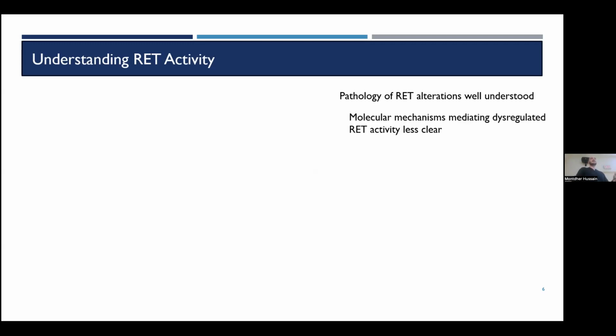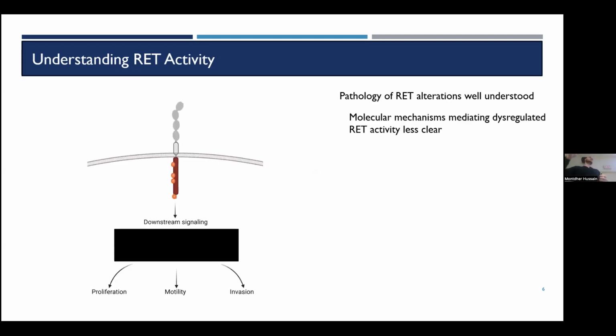So in attempting to better understand RET activity in cancers, we know the pathology of RET, and that's very clear, and is very well understood. However, the mechanisms that actually regulate or govern dysregulated RET activity in cancers is much less clear. So we have this very simplistic view of RET being active in cancers. It activates these downstream signaling pathways, and then there's a black box between that and this cancerous growth that we see. And so we do need a better understanding of exactly what's going on between RET activity and this transformation that we see in cancers.